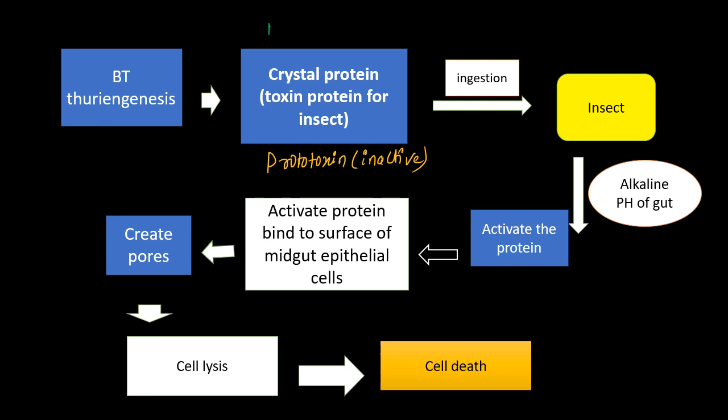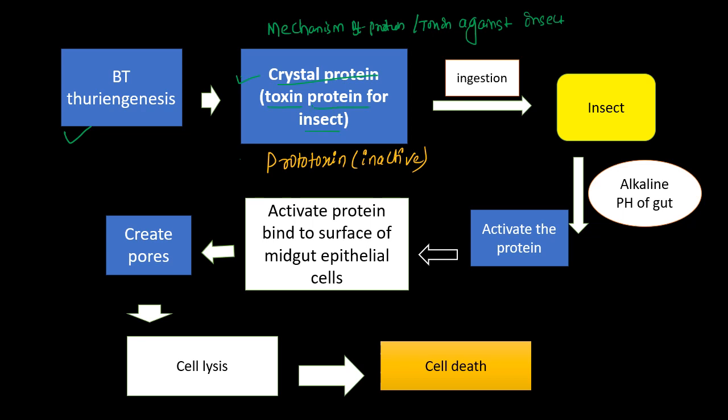So this is the mechanism of Bt protein or Bt toxin against insects. First one is Bt, Bacillus thuringiensis. This Bacillus thuringiensis produces a crystal protein. This crystal protein is a toxin and it acts against insects.